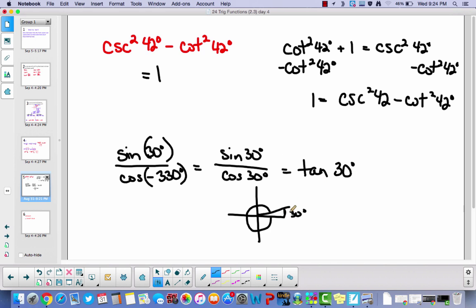Now, it just so happens that we do know what the tangent of 30 degrees is. Tangent of 30 degrees is y over x. My y-coordinate for this is 1/2. My x-coordinate is square root of 3 over 2. So it ends up being 1 over the square root of 3. And if we rationalize, that ends up being the square root of 3 over 3.